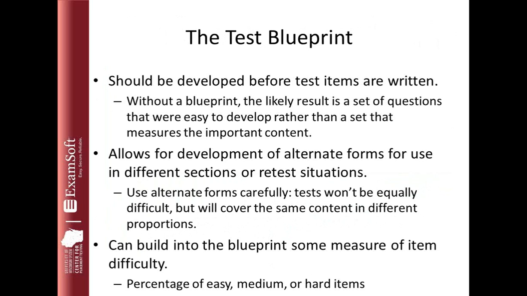And along with this blueprint, we can also build in some measure of item difficulty. What percentage of items do you want to be categorized as easy, medium, or hard items?